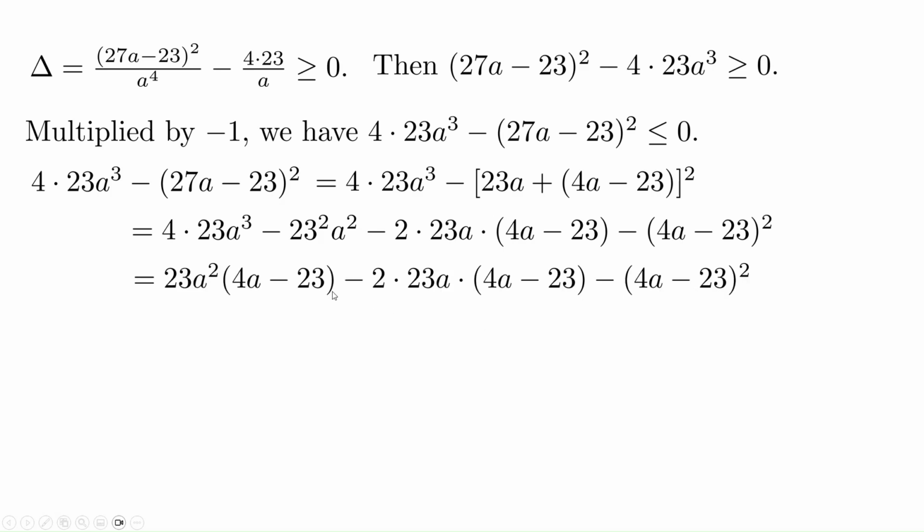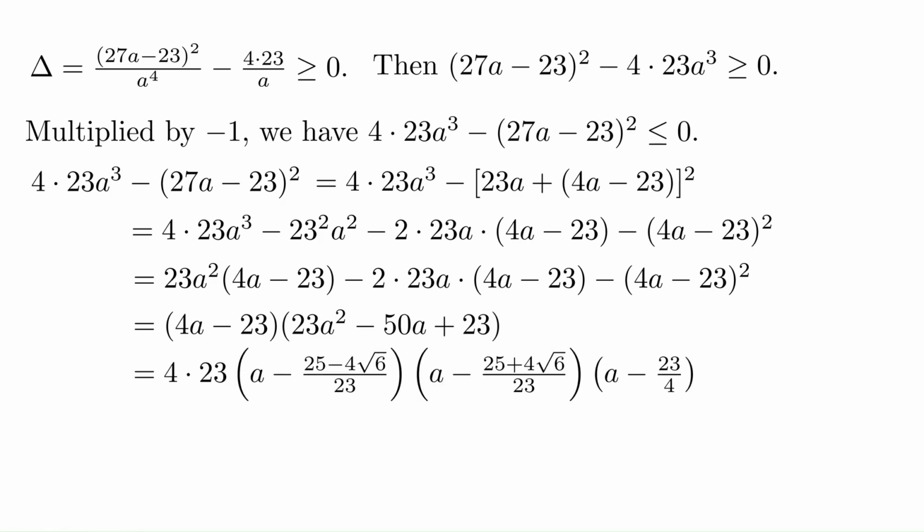Then combine the first two terms and factor out 23a squared. It remains 4a minus 23. And in the last two groups, 4a minus 23 is also a factor. Factor that out, and we have (4a minus 23) times a quadratic polynomial in a.